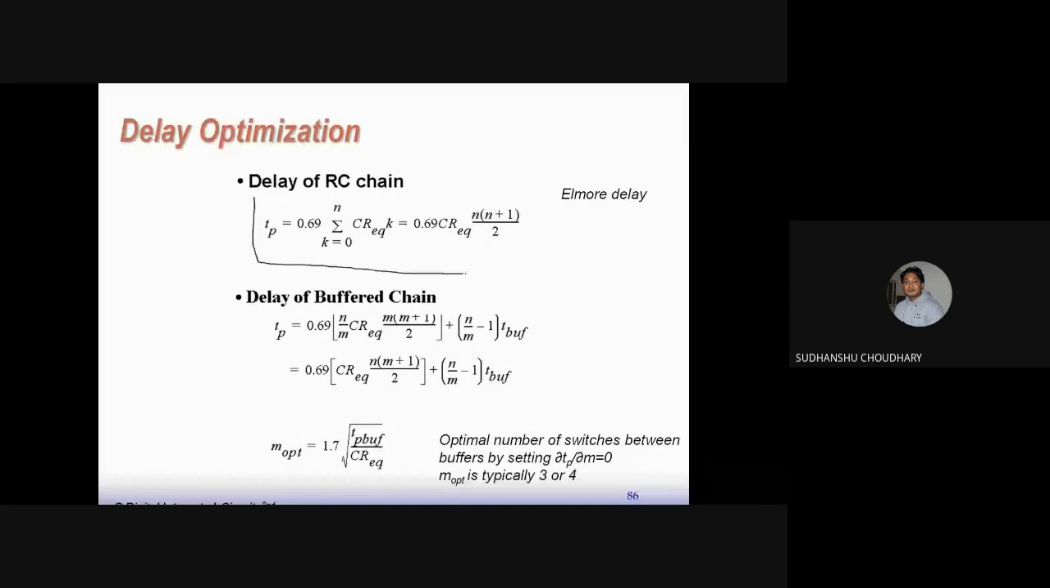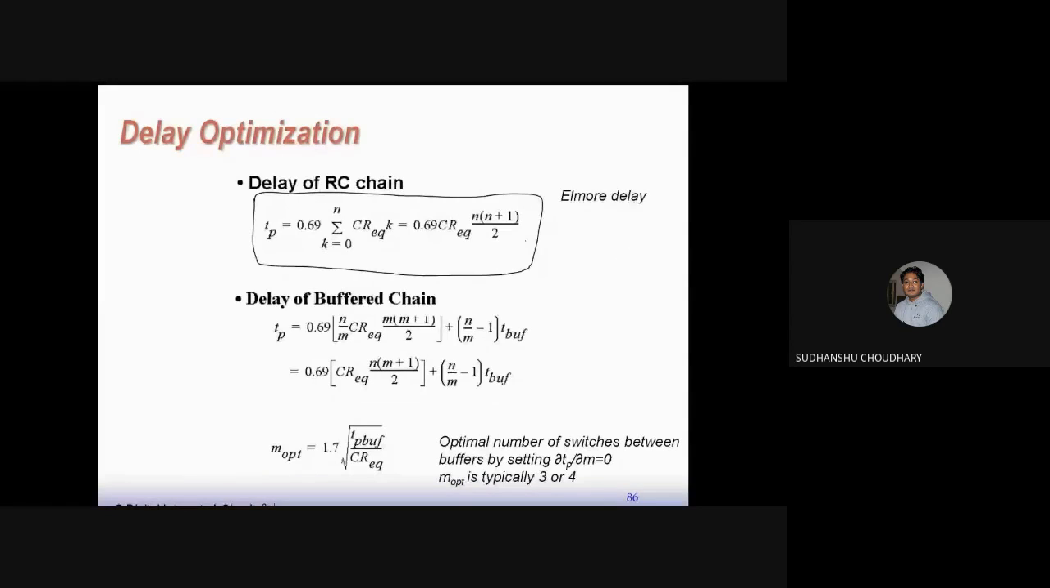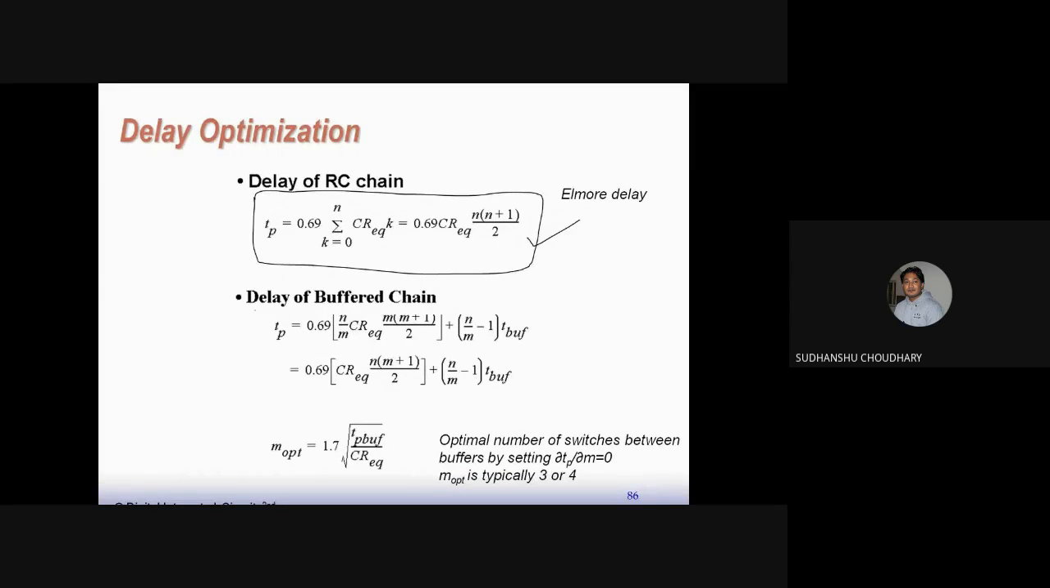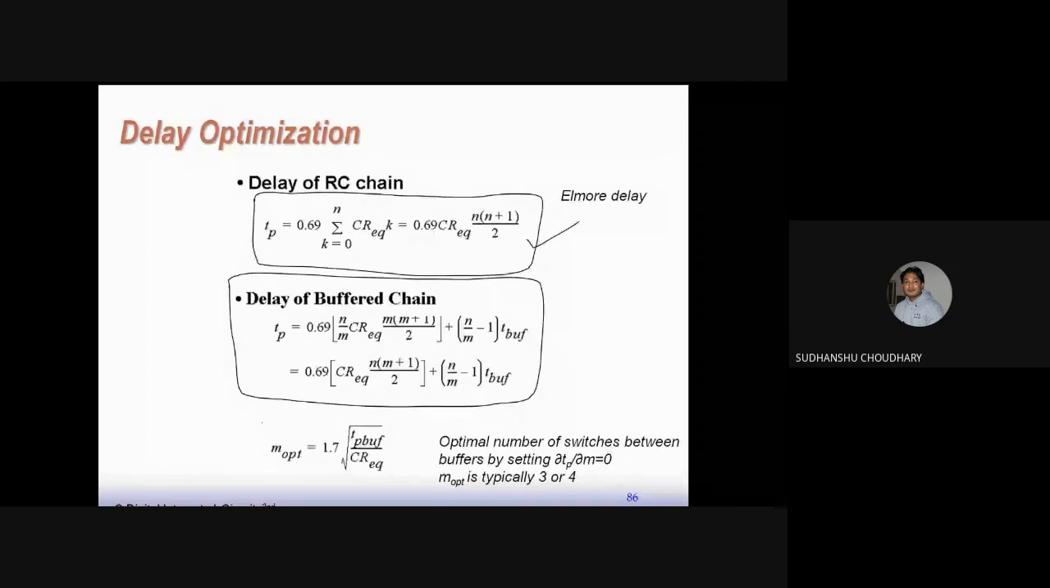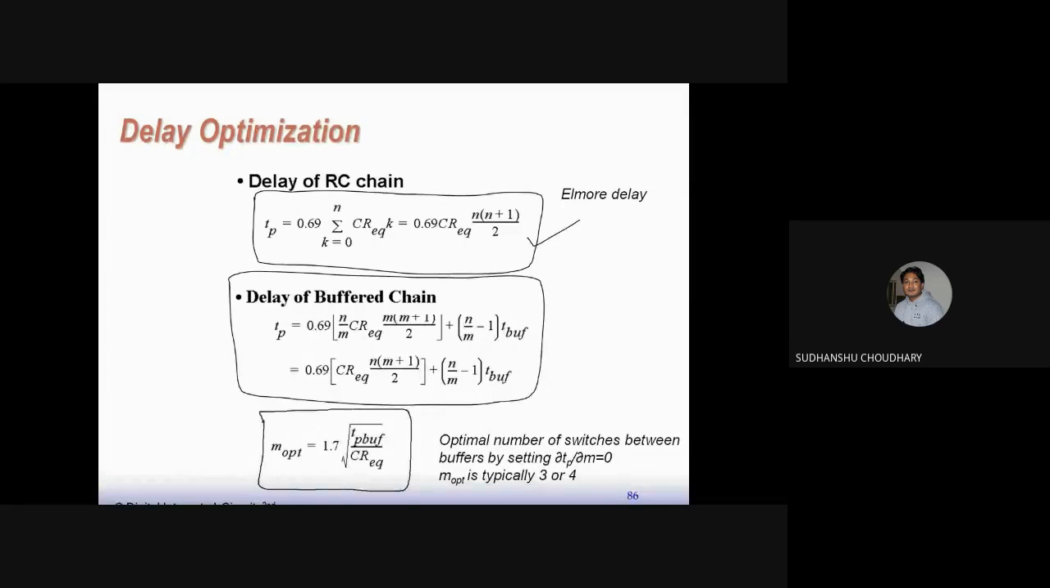And if you do that, then you will find that the propagation delay can be found by the Elmore delay model method, and that comes out to be equal to this relation, which gives the delay of the chain of transmission gates. So buffers can be utilized in between. The optimum number of buffers can also be found by this relation, and the optimum delay can also be found for this transmission gate chain using this relation.